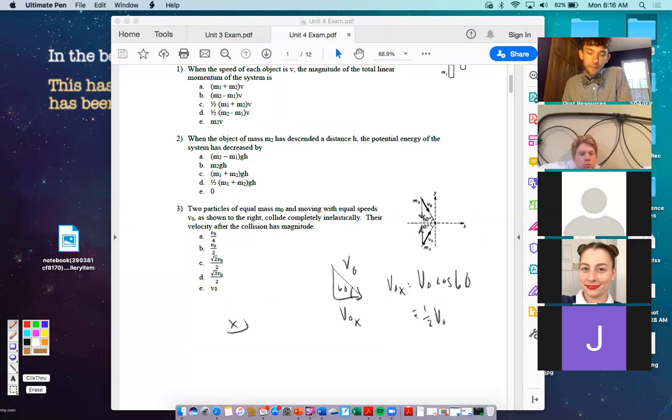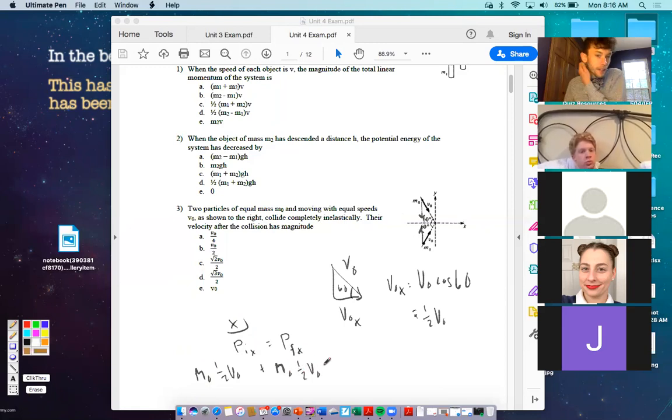So if I conserve momentum in the x direction, I'm going to have initial momentum in the x equals final momentum in the x. So mass of the first object times the x velocity of that object plus the mass of the second object times the x velocity of the second object is going to equal, at the end, it says they collide completely inelastically.